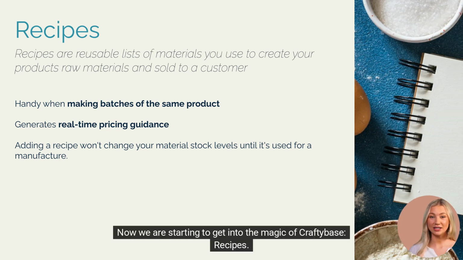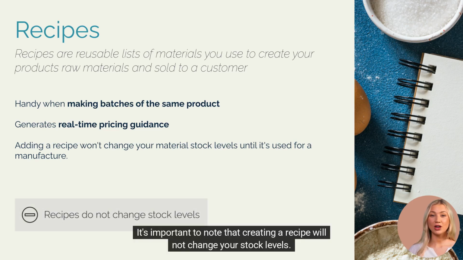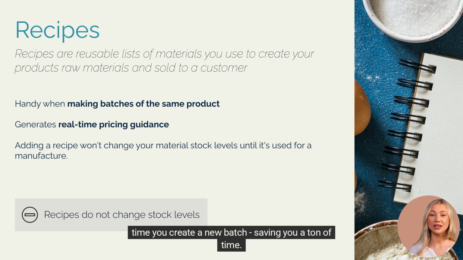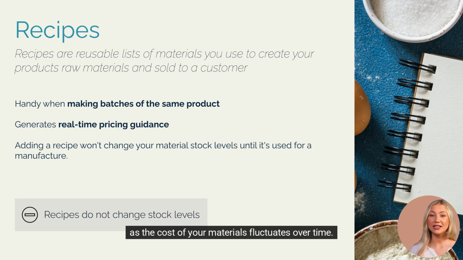Now we are starting to get into the magic of Craftybase: recipes. It's best to think of these as templates for the materials that you use to create your products. It's important to note that creating a recipe will not change your stock levels. Once you have a recipe in place for a product or variation, Craftybase will use this material list each and every time you create a new batch, saving you a ton of time. It's also really handy for monitoring your batch costs, and it will automatically update your pricing guidance as the cost of your materials fluctuates over time.